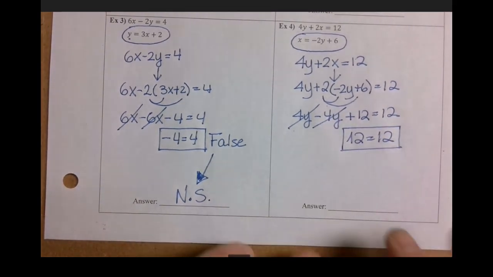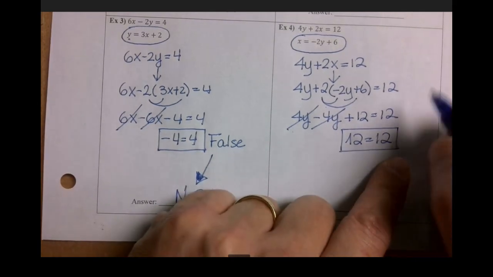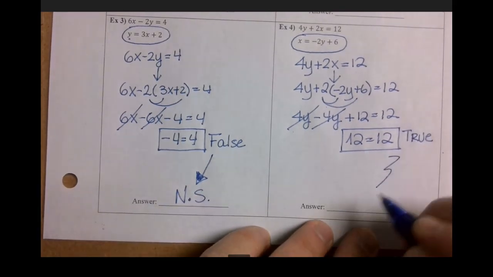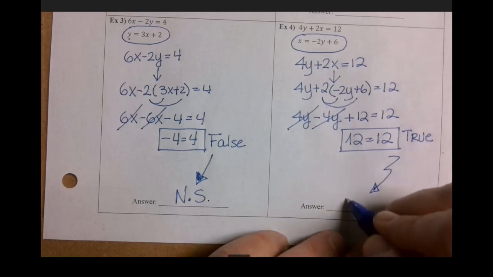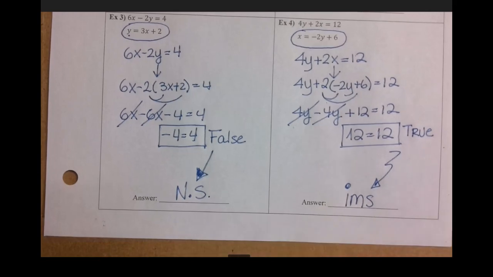And again, the letter disappeared just like the previous problem, but now I'm left with a true statement, because positive 12 equals positive 12. And if that's the case, that's the situation where you have a graph on top of the other, and your answer is IMS, infinitely many solutions.